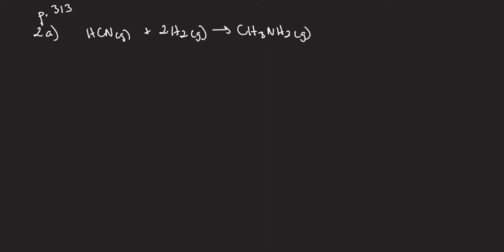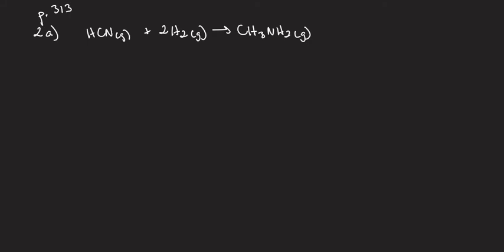Hello grade 12. This is a solution to question 2a on page 313 on bond energies. Question 2a gives you this reaction: hydrogen cyanide plus hydrogen gas produces methanamine, and it's already balanced. Make sure to check that it is already balanced, and it is.